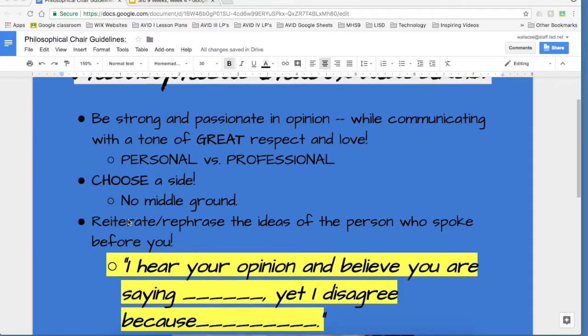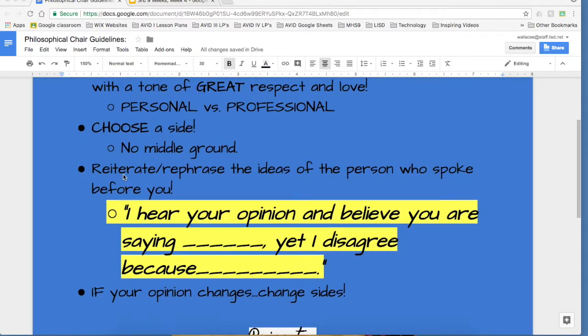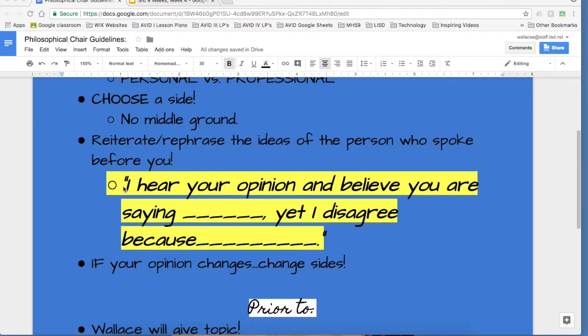The part that's different from a normal debate is that you must reiterate or rephrase the ideas of the person who spoke before you. You'll see that in just a second, but you'll say, I hear your opinion and believe you are saying, and I make them come back to this again and again. They must say the name of the student who just spoke before them. Chris, I hear your opinion and believe you are saying such and such. Yet I disagree because, and then they go into their point.